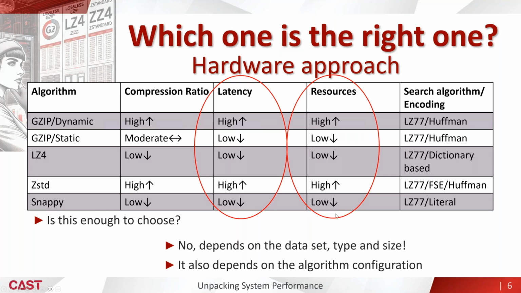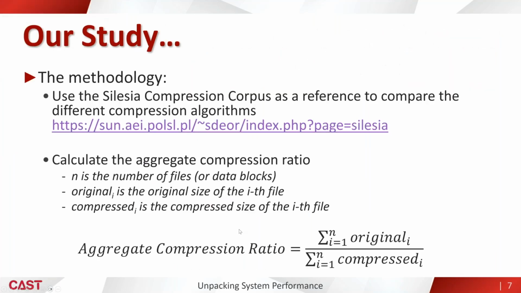So we have a lot of information now. We know how these algorithms play with latency and resources, but is this enough to choose? The truth is that no, it isn't enough, because the algorithm we will need for our application and the configuration we will require will also depend on the data set, on the data type, and on the file size. And of course, it will also depend on the algorithm configuration. So how do we make an educated choice?